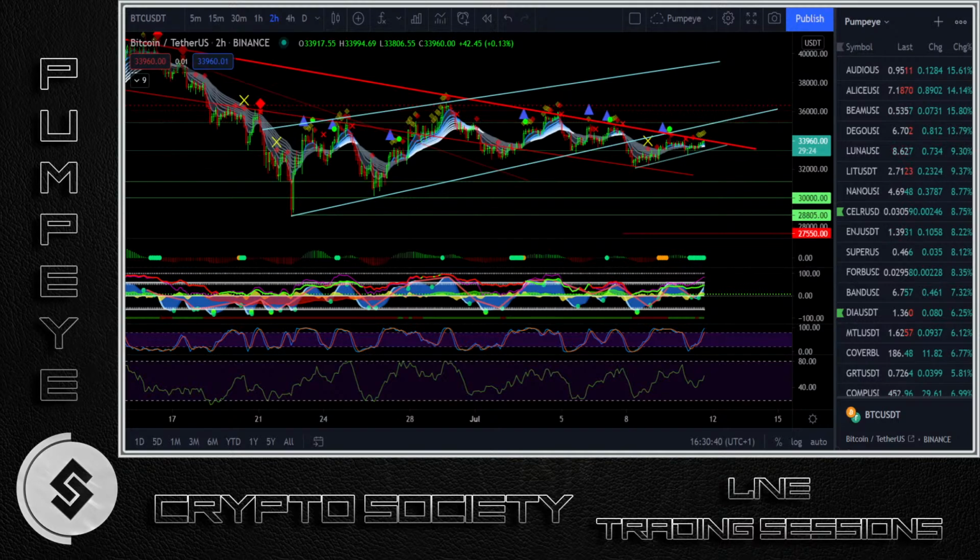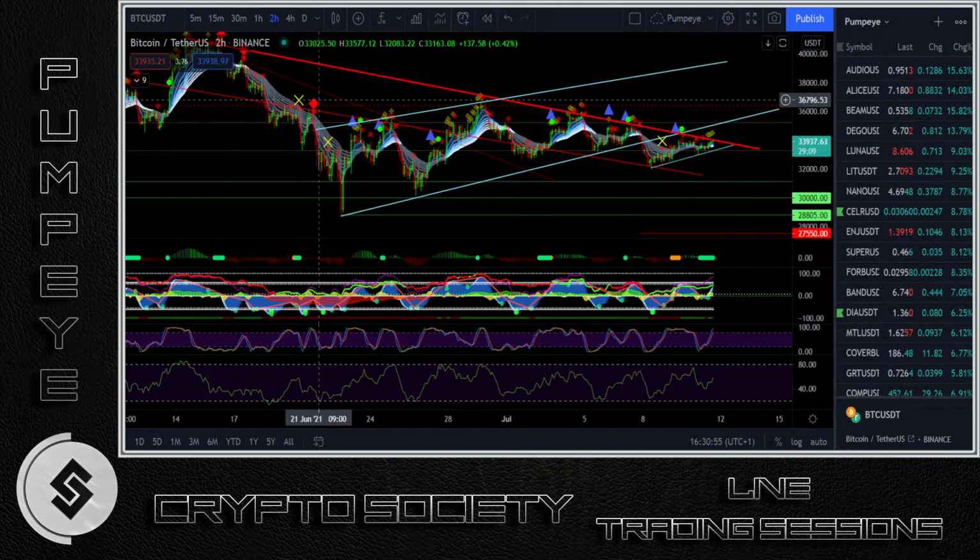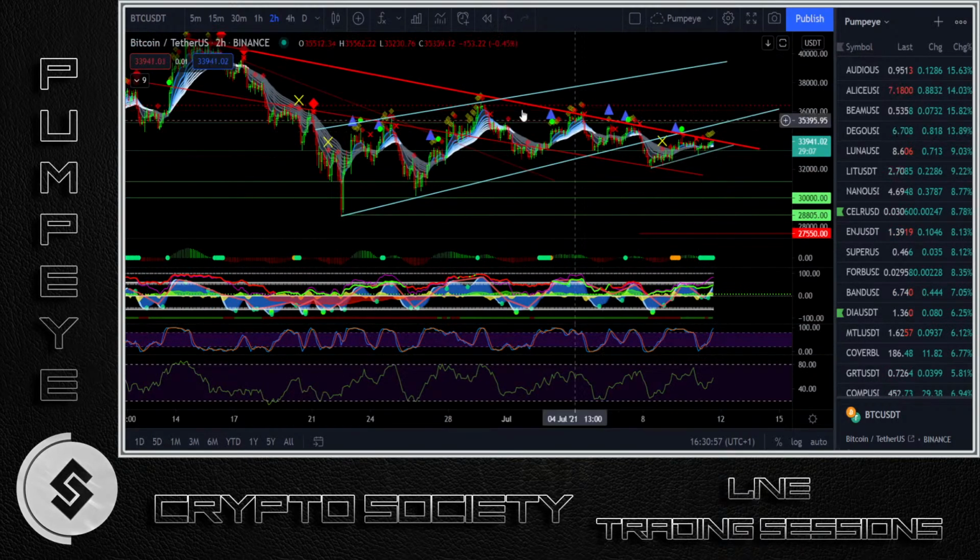Okay, so looking at the Bitcoin chart, from my perspective, you will see that I've got a few lines of resistance and the rising wedge that I had previously drawn out. So we've got a fairly long-standing line of resistance here that we've been struggling to break. We've hit it 1, 2, 3, 4, 5, 6 times now and failed to break through.